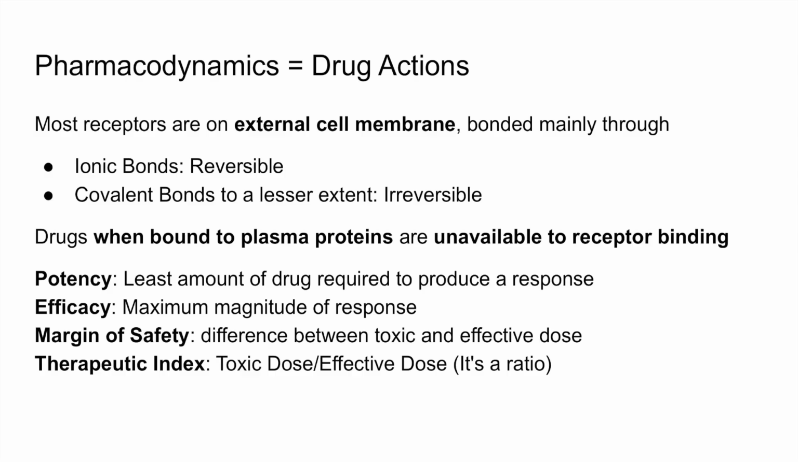So several terms describe drug action. Potency tells us how much drug is needed to produce a particular effect. Efficacy is the maximum response that a drug can produce, and the margin of safety compares effective and toxic doses, while the therapeutic index is commonly expressed as the toxic dose divided by the effective dose, so it's a ratio. A larger therapeutic index generally indicates a wider safety window.